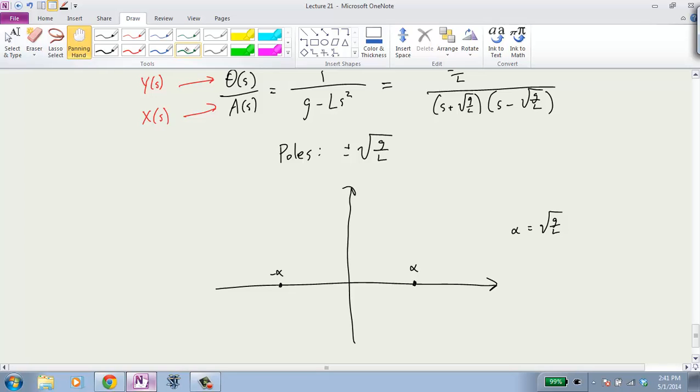Now, it's a causal system, so the region of convergence is to the right of here, and therefore it's not stable. And we know it's not stable, right? I can verify that just to check the physics. So this is not a stable system.